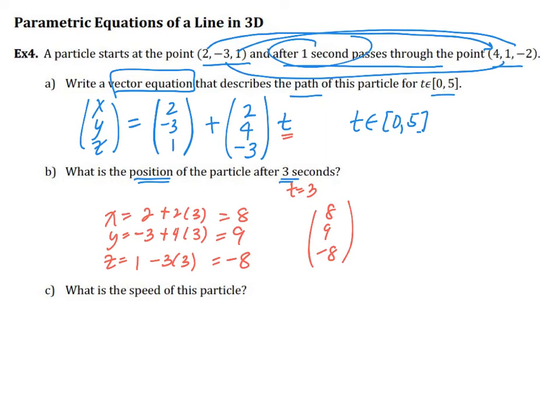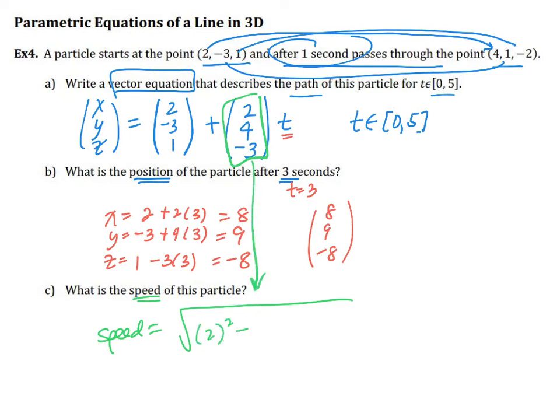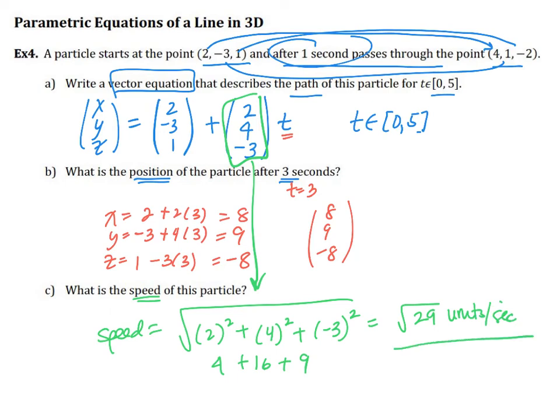If you're going to calculate the speed of the particle, remember all you do for the speed is just take the square root of the differences in your x's and your y's and your z's. Or in this case, we're just going to take our velocity vector. So it's going to be 2 squared plus 4 squared plus -3 squared. So that's 4 plus 16 plus 9. So that is just simply the square root of 29. We didn't give you units again, but typically if we did, you would just do your units per second.